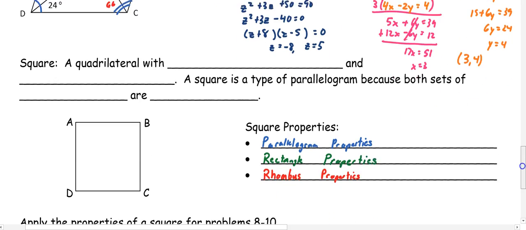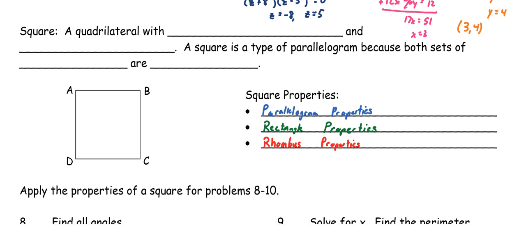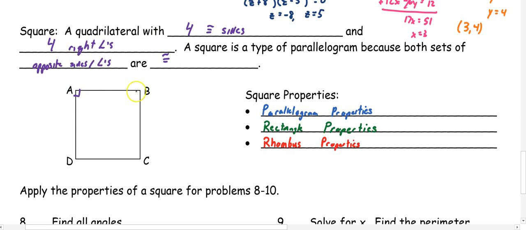Our last shape that we're going to look at then is a square. So a square is a quadrilateral with 4 congruent sides and 4 right angles. So a square is a type of parallelogram because both sets of opposite sides and angles are congruent. So we have 4 right angles at A, B, C, and D. And a square has all the properties that we have talked about so far. So all the properties of a parallelogram, all the properties of a rectangle, and all the properties of a rhombus.